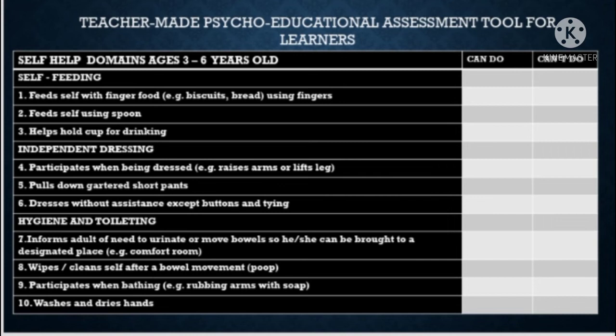5. Pulls down collared short pants. 6. Dresses without assistance except for buttons and ties. For hygiene and toileting, number 7. Informs adults of the need to urinate or move bowels so he or she can be brought to a designated place, for example, the comfort room. 8. Wipes clean self after bowel movement or poop. 9. Participates when bathing, for example, rubbing arms with soap. 10. Washes and dries hands.